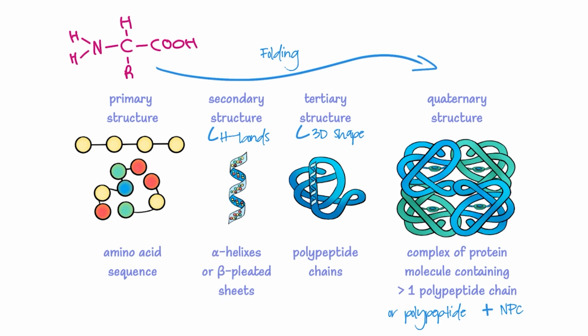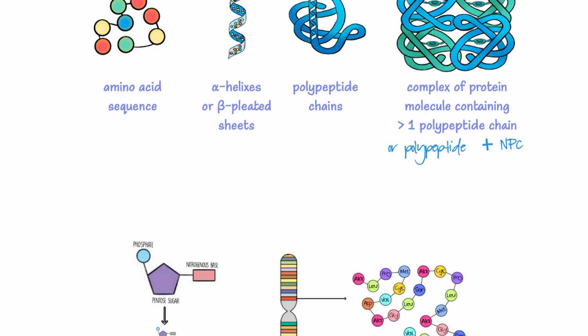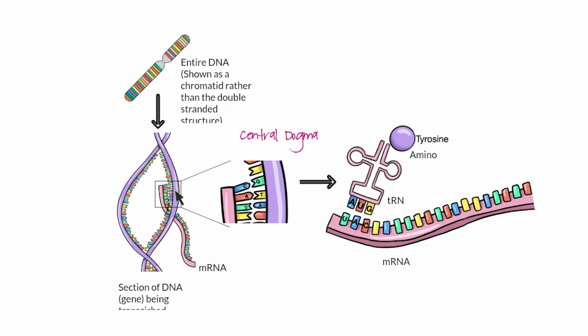Then you have the formation of the tertiary structure, which involves the interaction between the different R groups of the amino acids and gives the protein a 3D shape. Finally, if there's more than one polypeptide, or if a non-protein component is added to a polypeptide, then this gives it a quaternary structure.